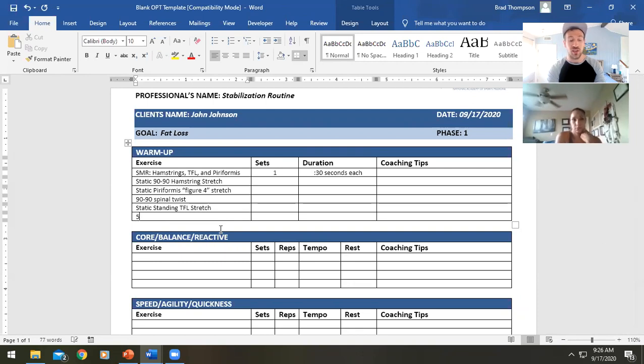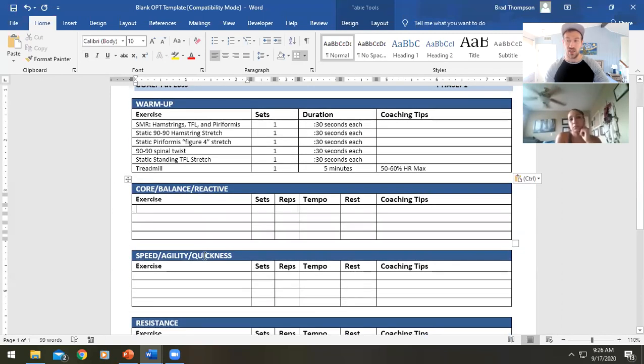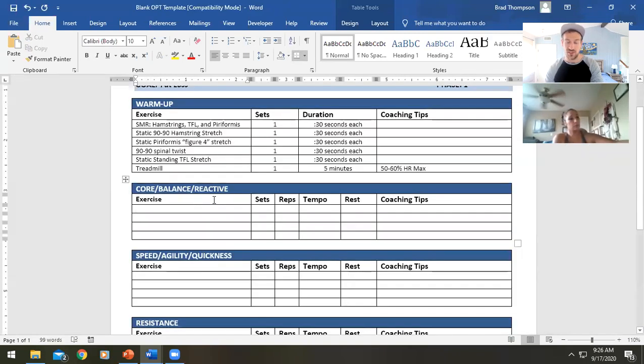Then we're going to do treadmill for 1 set of 5 minutes. And because this is a warm up, I'm just going to do 50 to 60% heart rate max, right? And then again, all of my static stretches, 30 seconds each. And there we go. There's my whole warm up. Now I'm going to pick 1 core exercise, 1 balance exercise, and 1 reactive exercise. So I'm going to go with a core stabilization exercise, a balance stabilization, and a plyometric stabilization exercise.